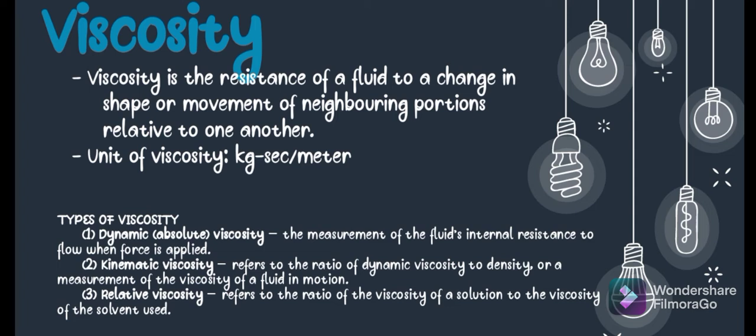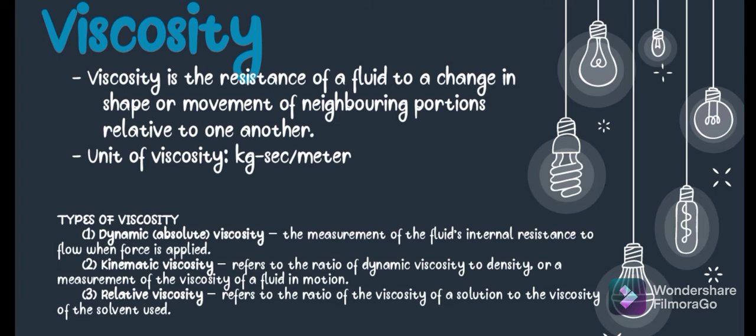So secondly, we have kinematic viscosity. Kinematic viscosity refers to the ratio of dynamic viscosity to density, or a measurement of the viscosity of a fluid in motion. So kinematic viscosity is mostly applied to Newtonian fluids, those fluids that do not change their viscosity with changes in applied force or shear rate. Examples for this are oil, gasoline, and alcohol.